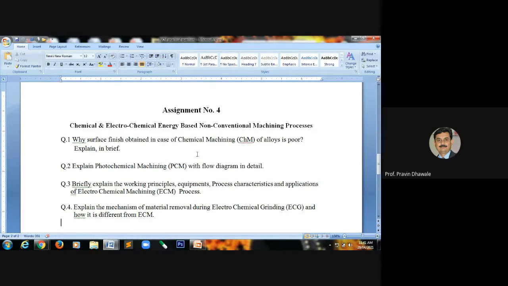Those are based on chapter number 4, chemical and electrochemical based non-conventional machining process, and chapter number 5, that is the thermal energy based non-conventional machining. Write down the assignment number 4. First question: why is the surface finish obtained in case of chemical machining of alloy poor?